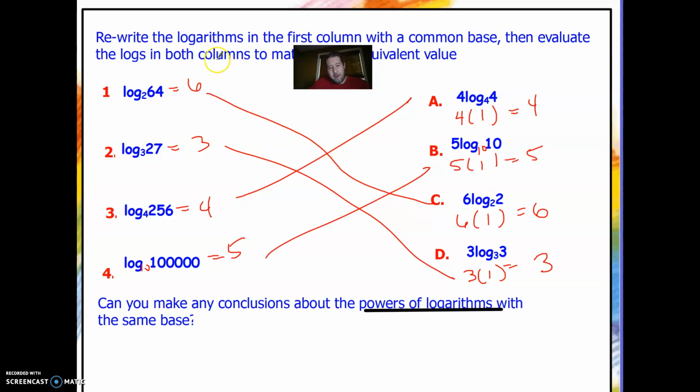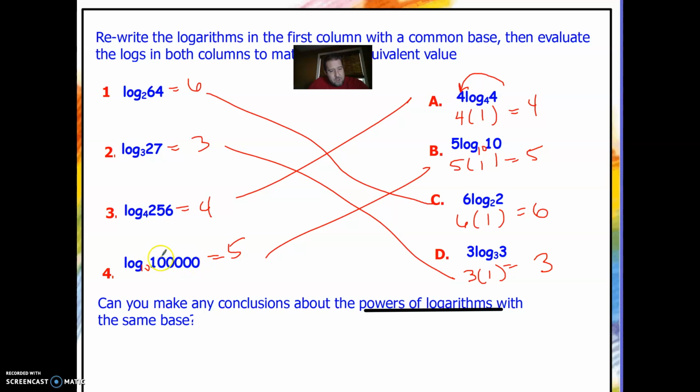Now, the trick here is that you can always, because 4 to the 4th power is 256, so this is kind of the same thing. So 4 to the 4th power is 256. So you can always take the exponent and move it in front. So if this is 4 to the 4th power, then you can take the 4th power and move it in front. So if this is 10 to the 5th power, then move the 5 to the front. And that's what you can do for logarithms.